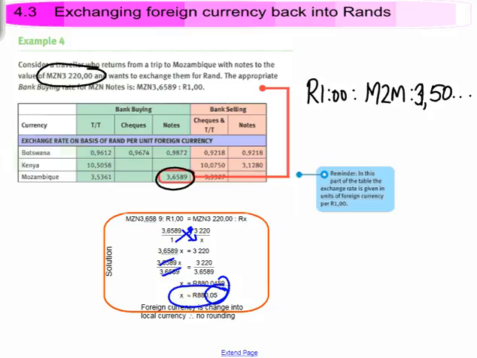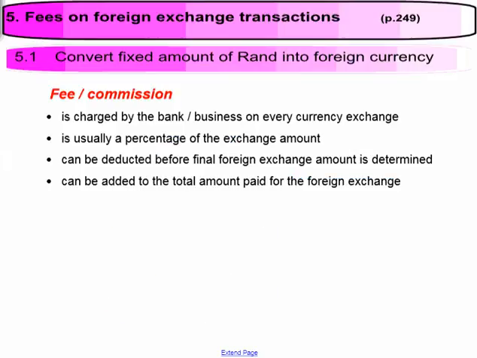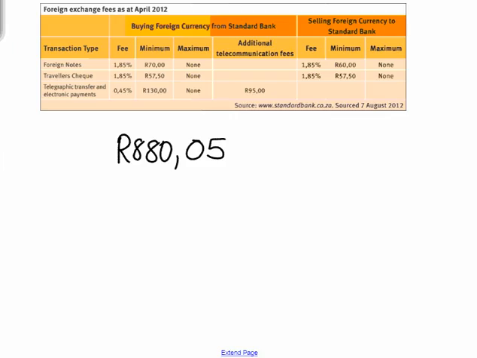Returns from a trip to Mozambique. So is the bank buying or selling? You've come back from Mozambique, so the bank is buying back your money. So we are buying foreign currency. They're buying back foreign currency.